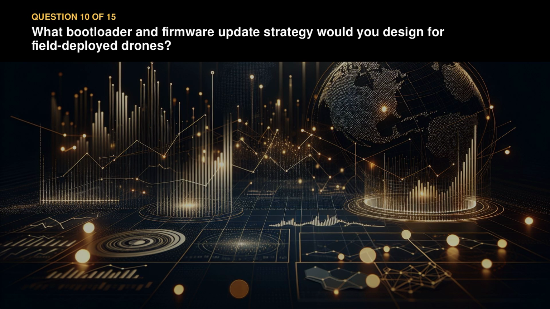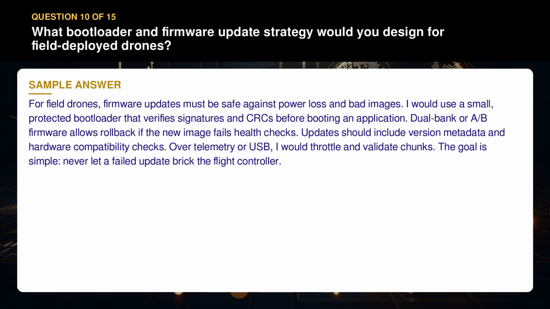Question 10. What bootloader and firmware update strategy would you design for field-deployed drones? For field drones, firmware updates must be safe against power loss and bad images. I would use a small protected bootloader that verifies signatures and CRCs before booting an application. Dual bank or AB firmware allows rollback if the new image fails health checks. Updates should include version metadata and hardware compatibility checks. Over telemetry or USB, I would throttle and validate chunks. The goal is simple: never let a failed update brick the flight controller.